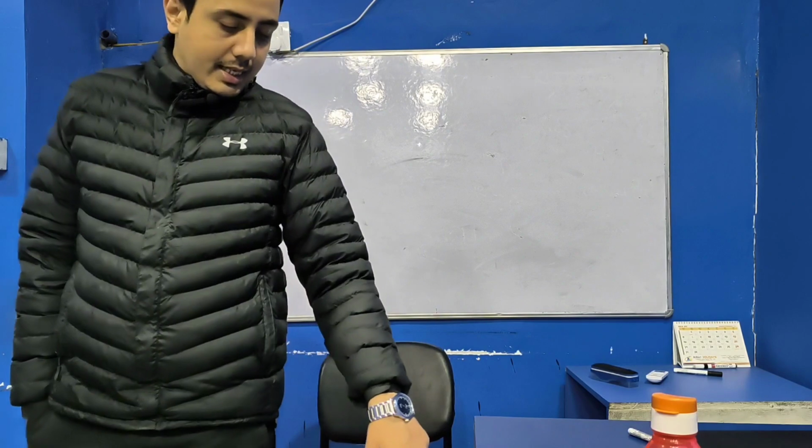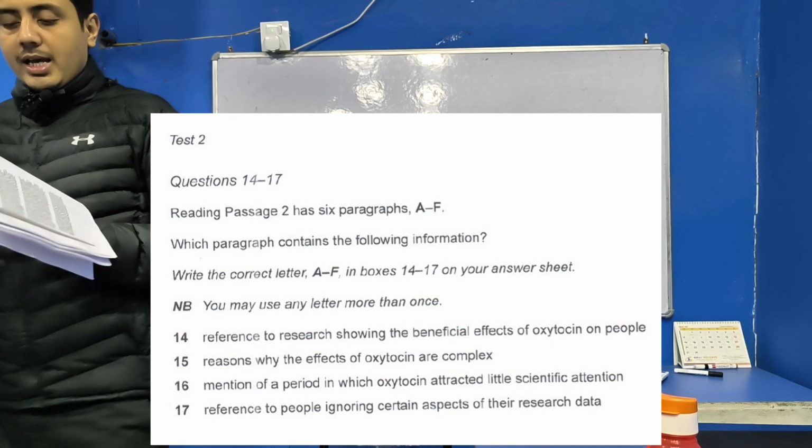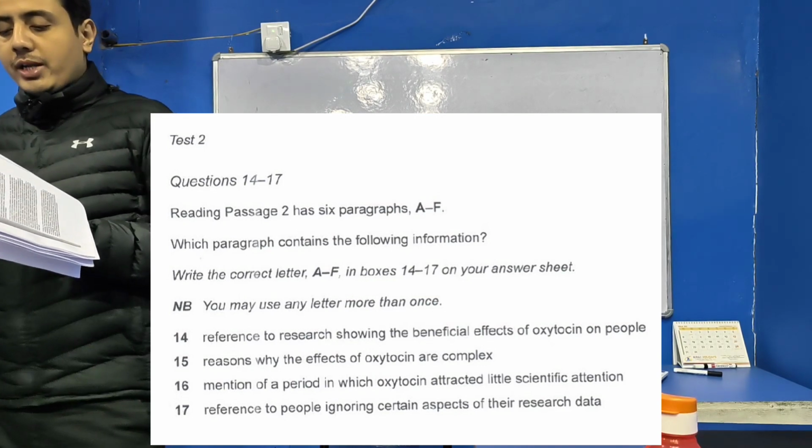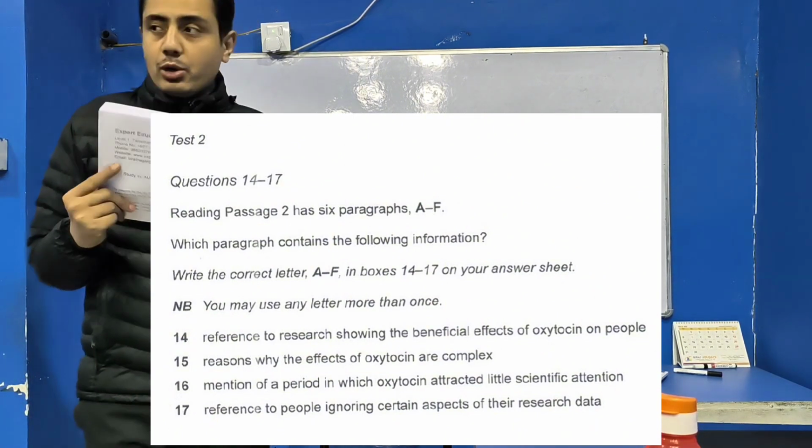So the text is about oxytocin. It says here it is a hormone in our body called oxytocin. Let me read the four questions for you and let me tell you what we are searching for. Number 14, reference to research showing the beneficial effects of oxytocin on people. Now, what does it mean? Reference to research. You have to know this because sometimes even when we read the line which had the answer, we don't realize that was the answer. I don't know if it has happened to you or not. It might happen sometimes. What does it mean when we say reference to research? You have to think about that.